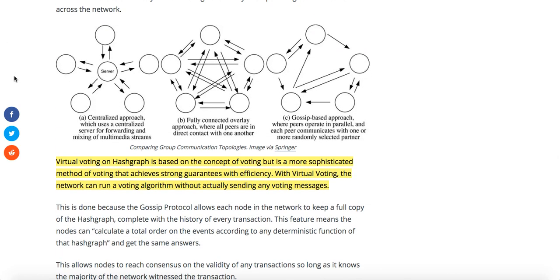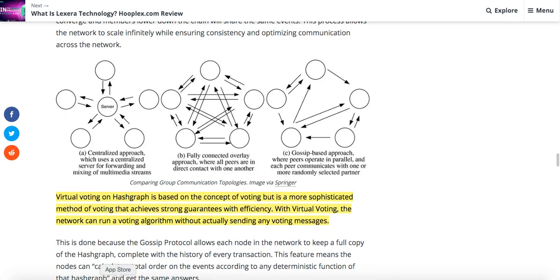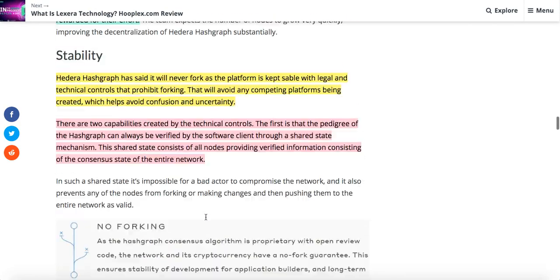So, virtual voting on Hashgraph is based on the concept of voting but is a more sophisticated method of voting that achieves strong guarantees with efficiency. With virtual voting, the network can run a voting algorithm without actually sending any voting messages. This is very beneficial.